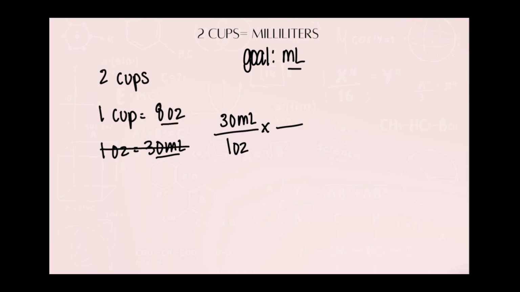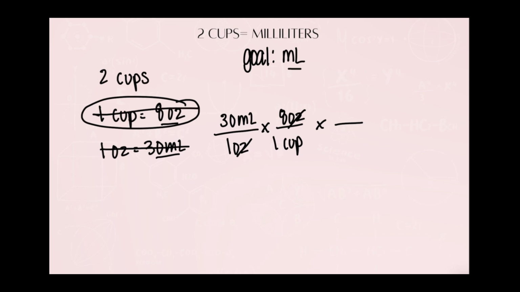Now I need to put my ounces at the top to cross them out because that is not part of the goal. So 8 ounces over 1 cup. I'll cross my ounce out, and now I have cup at the bottom. So I'll use my puzzle piece that has the 2 cups on it, and it's by itself. So I'm going to throw it over 1, and I'll cross out my cups, and everything is gone now except for milliliters. So I'm going to multiply 30 times 8 times 2 divided by 1, and that's going to give me my answer. So that's going to be 480 divided by 1, which is 480 milliliters.